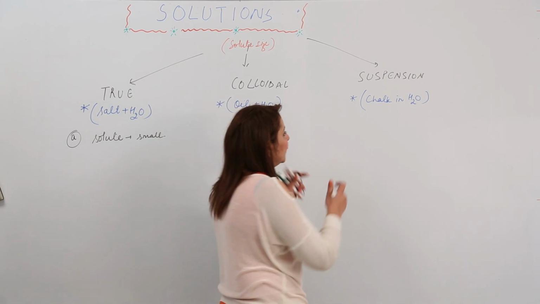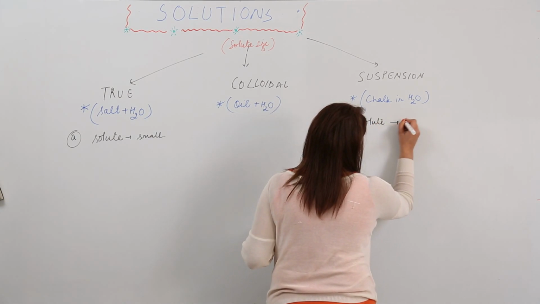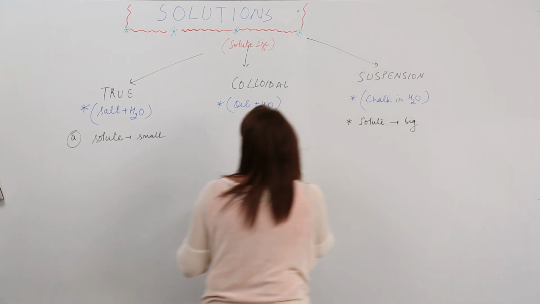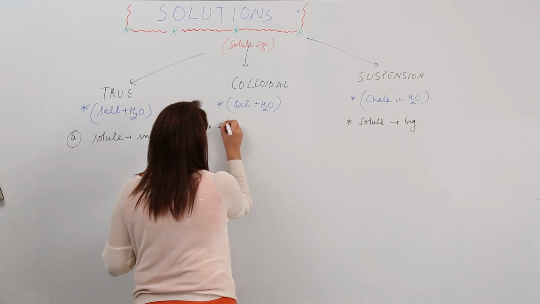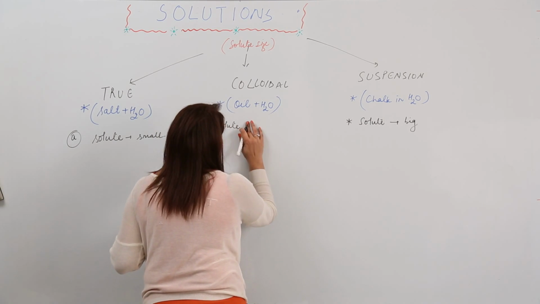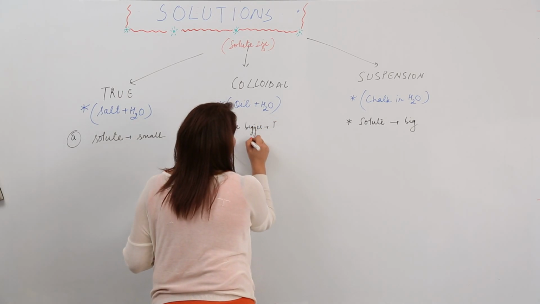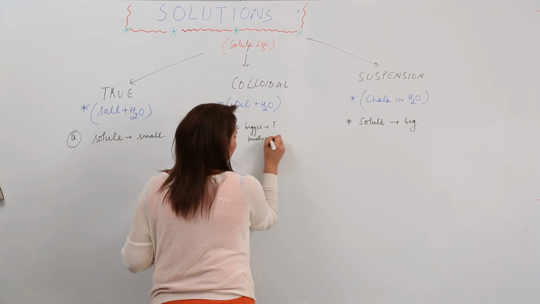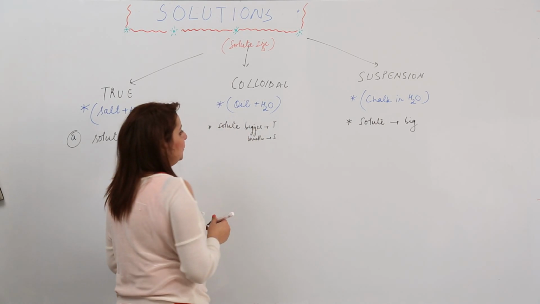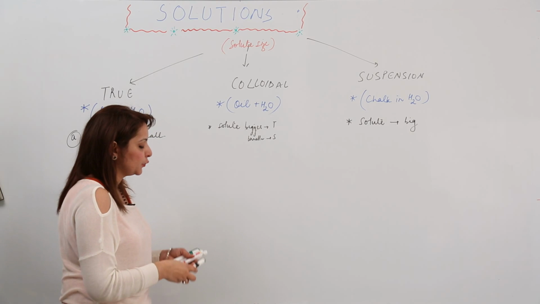The suspension is one in which the solute size is too big. And in the colloidal solution, the solute size is bigger than the true solution, but smaller than the suspension. So the solute size is intermediate between the true solution and the suspension.